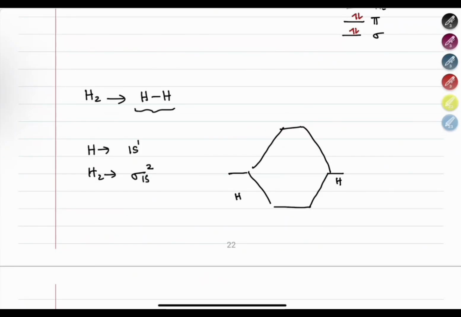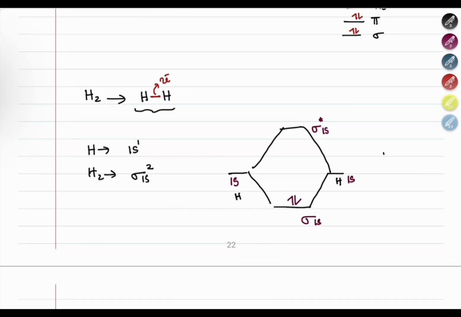So here, this is 1s orbital of first hydrogen, 1s orbital of second hydrogen. Both these combine to form a sigma 1s orbital, which is bonding orbital, and there is a sigma star 1s, which is an anti-bonding orbital. Since there is only a single bond between both these hydrogens, single bond means 2 electrons will be there. These 2 electrons we can put in the sigma 1s orbital.